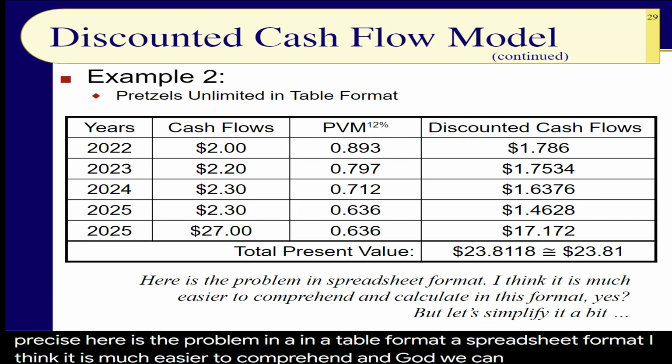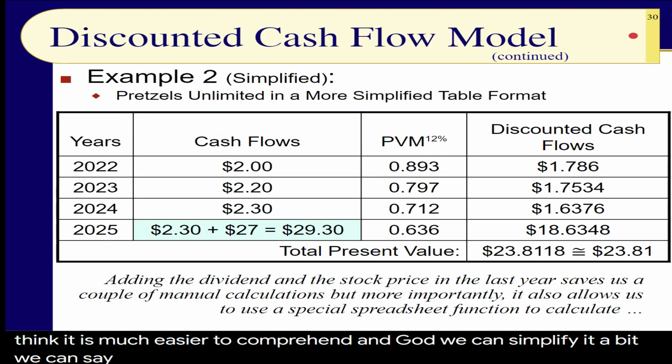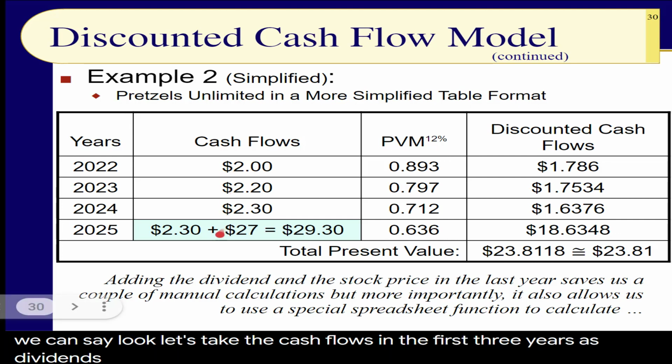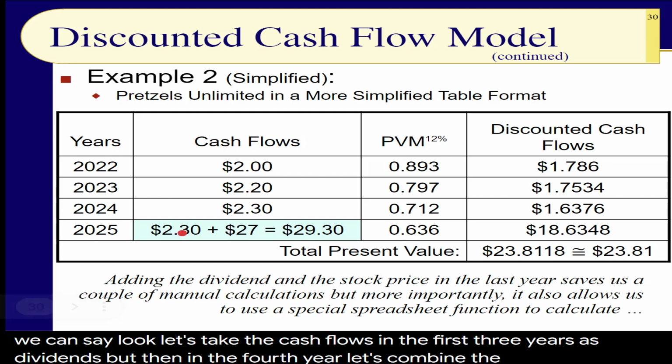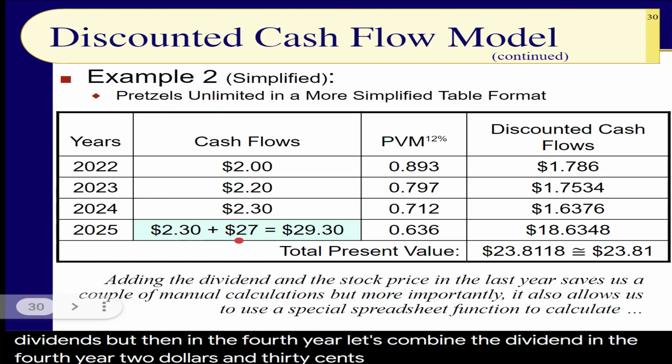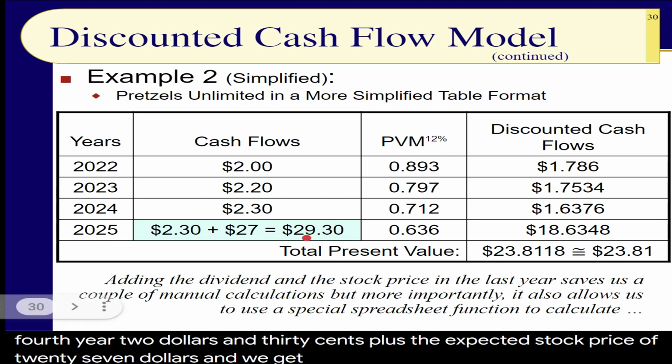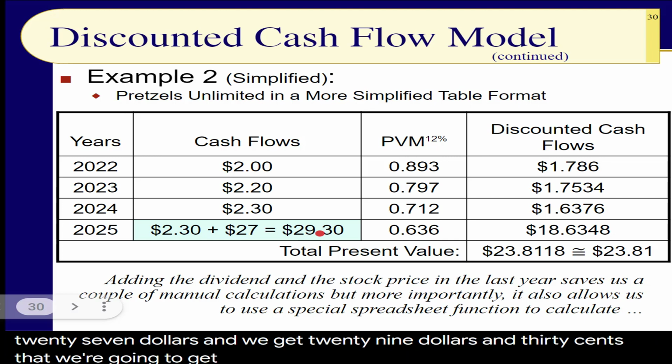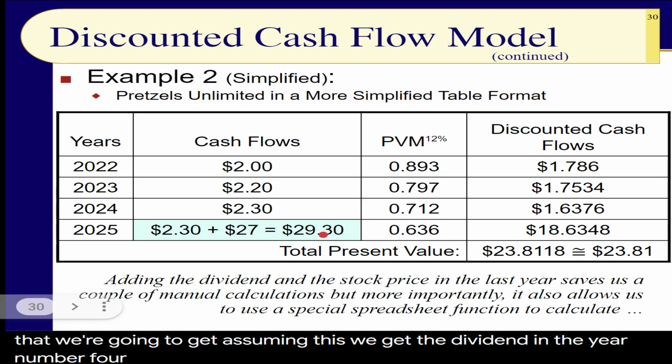But we can simplify it a bit. We can say, look, let's take the cash flows in the first 3 years as dividends, but then in the 4th year, let's combine the dividend in the 4th year, $2.30, plus the expected stock price of $27, and we get $29.30 that we're going to get, assuming we get the dividend in year number 4, 2025, and the stock price is somewhere around $27.